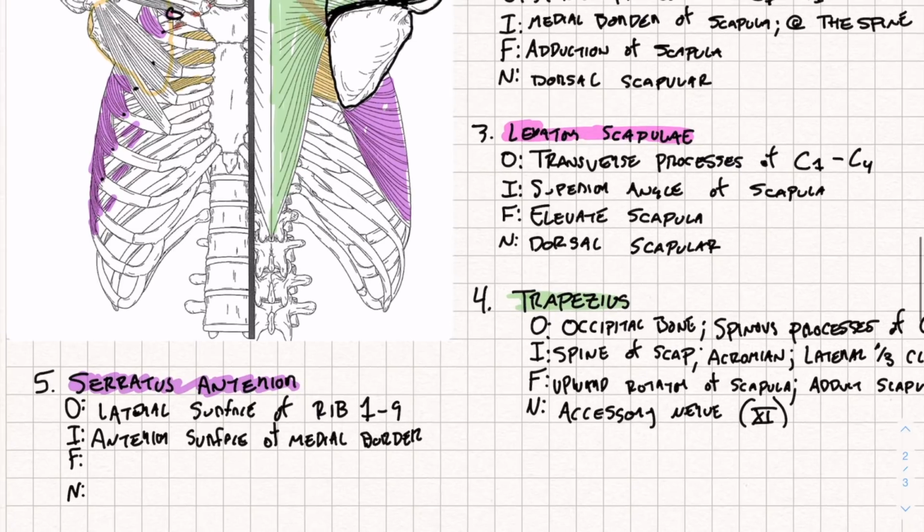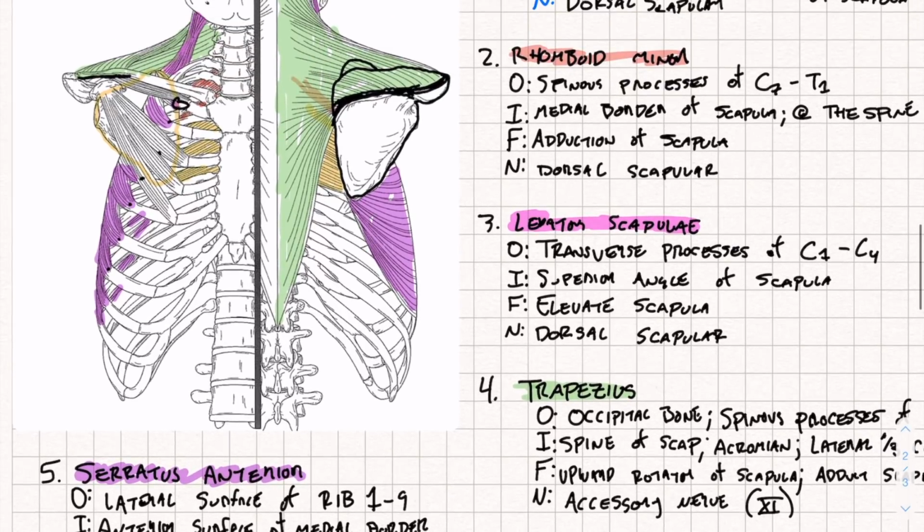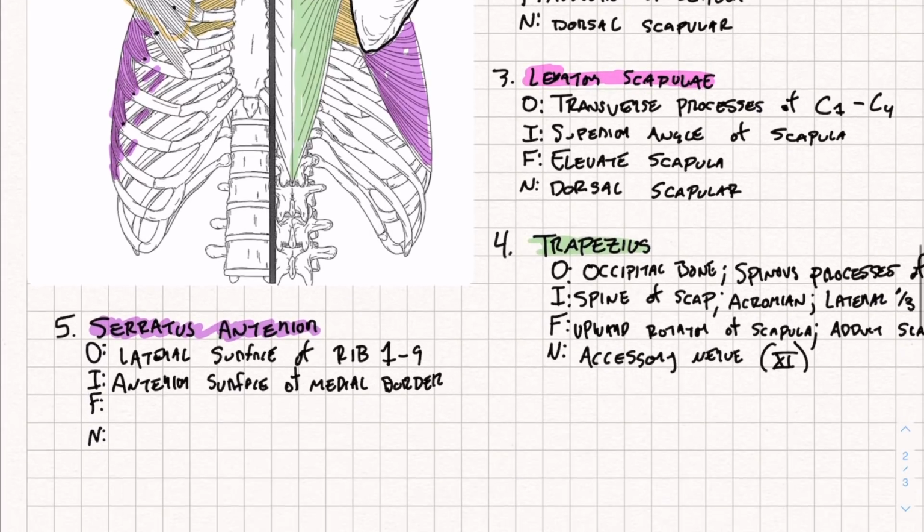So since this comes from the anterior surface and wraps around to the scapula, when this contracts, it's going to pull the scapula away from the spine. So it's going to pull away like this, or like this. And it's going to cause the scapula to kind of wrap around. So just think about when you punch, if you do a punch across your body, that's going to be abducting your scapula. So this is a big abductor of the scapula.